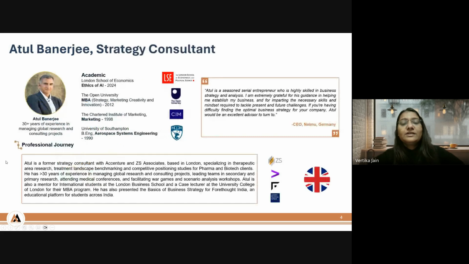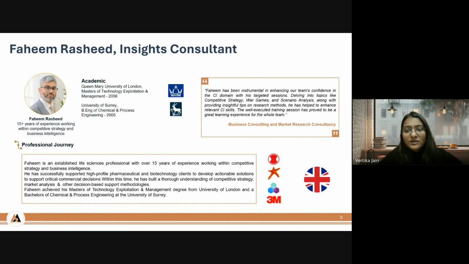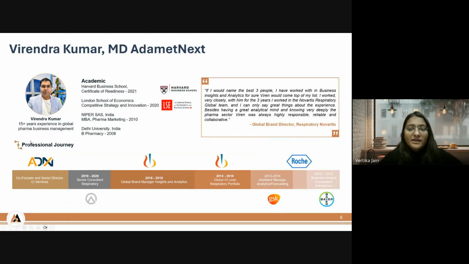Today we are joined by an incredible line of experts, each bringing a wealth of experience in different facets of the pharma industry. First up, we have Atul Banerjee, consultant and former leader at ZS Associates and Accenture. He is a seasoned strategist with over 30 years of experience in the pharma and biotech industries. Next is Faheem Rasheed, a life science expert with a proven track record in competitive strategy and business intelligence. And then we have Kumar, MD of Adamet Next, a CI expert and an entrepreneur with a deep understanding of the global pharma business.